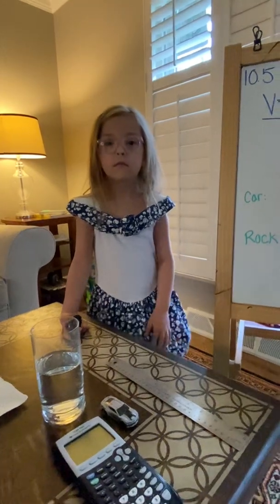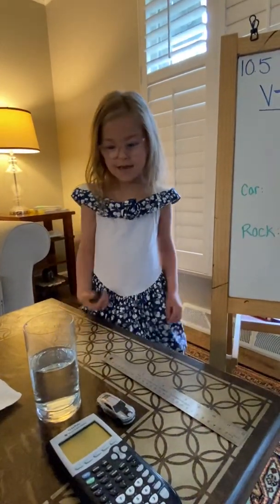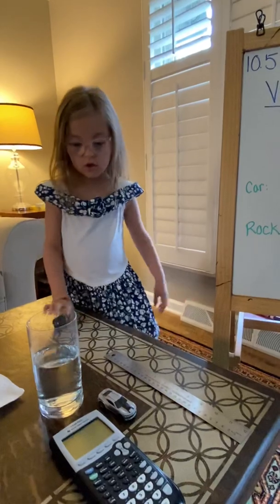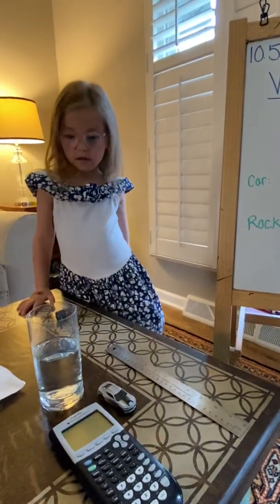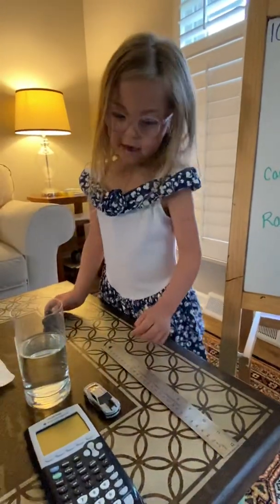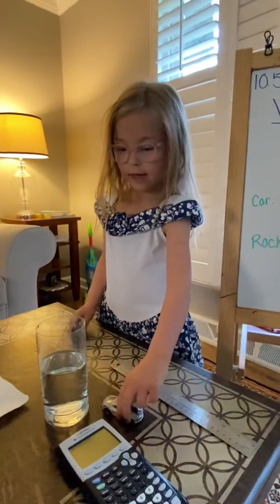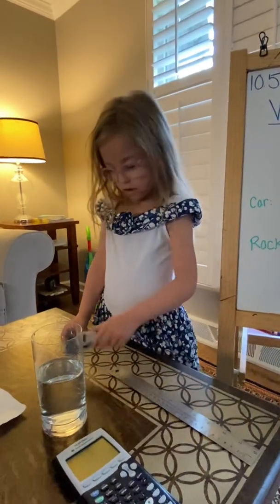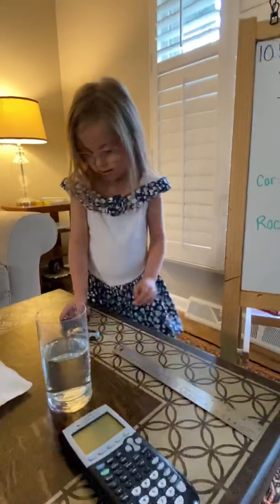Okay, Eliana, are you ready to learn how to find the volume of irregularly shaped objects? Yeah. What do we have today? We have a rock and a car. Okay, so I'm going to do a little mini lesson first, and then we'll get started on our activity.